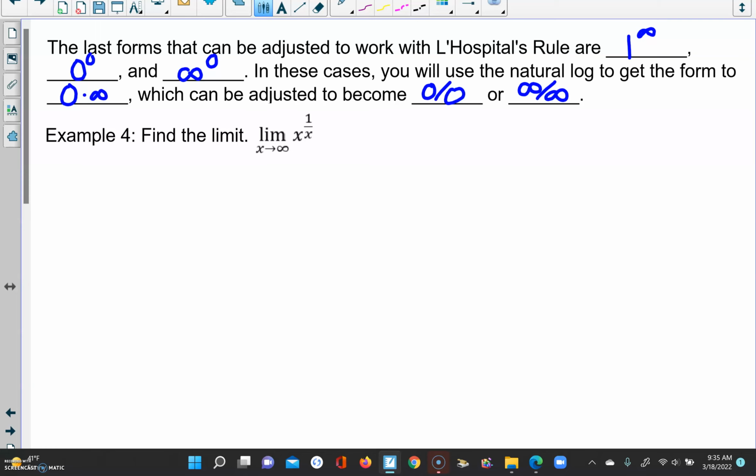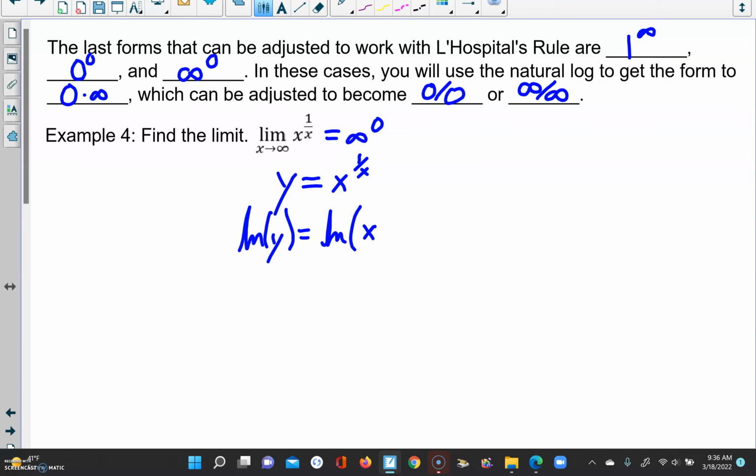So we're looking at the limit as x goes to infinity of x to the 1 over x. So this will give us infinity, 1 over infinity will go to 0, so we get this infinity to the 0 result. When this happens, we have to do this adjustment. So what we start with is we say, okay, we're going to let y equal x to the 1 over x power. And then we're going to introduce the natural log on both sides.